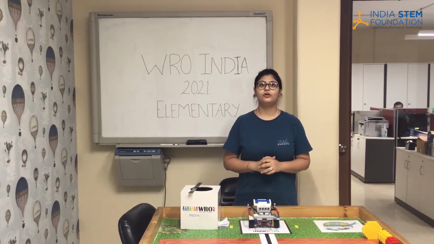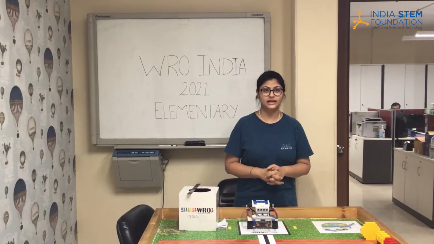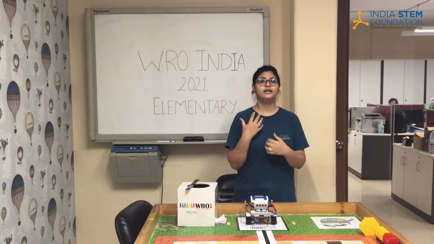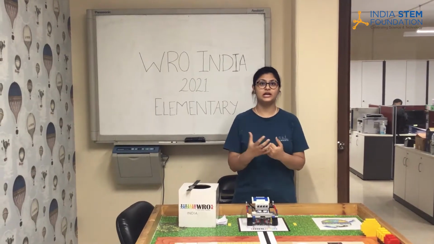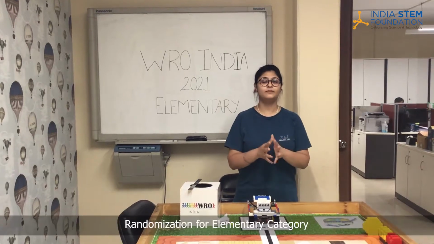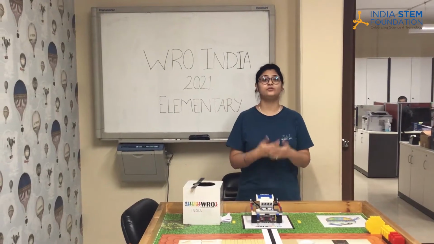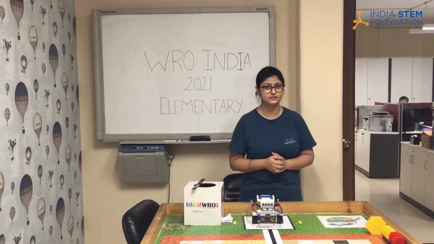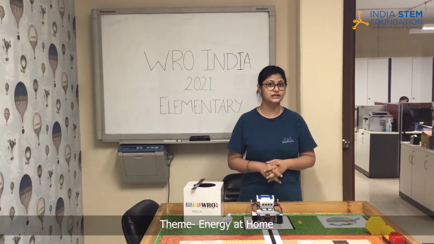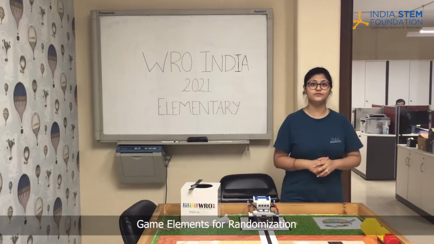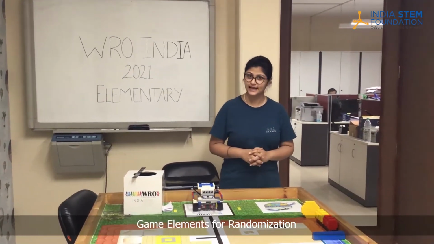So I believe that you all have gone through the regular elementary category rules and also seen the general video in which I have explained how the teams will create their video for submission. This video which we are sharing with you is especially for the randomization of the elementary category. As you know, the theme of this year's elementary category is energy at home. So let's see the game elements for the randomization of this category.